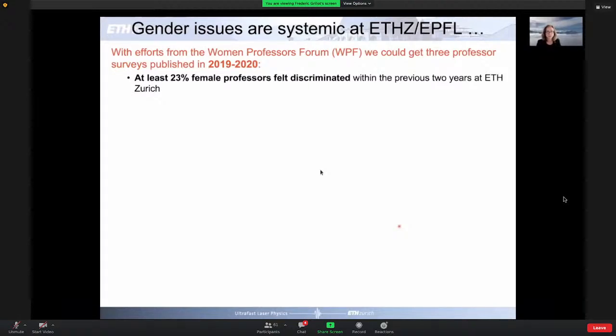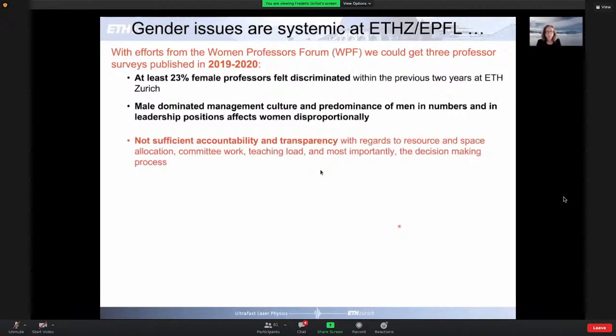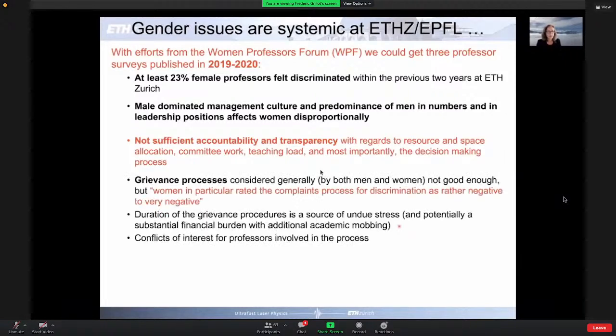the previous 2 years at ETH Zurich. Male-dominated management culture and predominance of men in numbers and in leadership positions affected women proportionally. Not sufficient accountability and transparency with regards to resource and space allocation, committee work, teaching load, and most importantly, the decision-making process was considered a real issue. Then the grievance processes were considered generally not good by both men and women, but women in particular rated the complaints process for discrimination as rather negative to very negative.